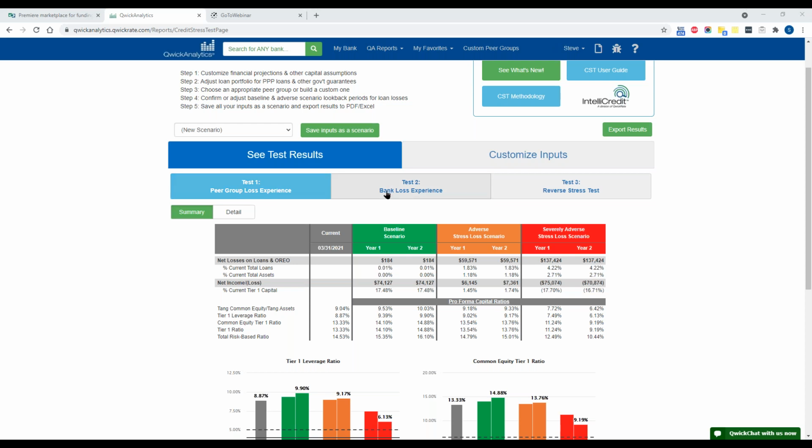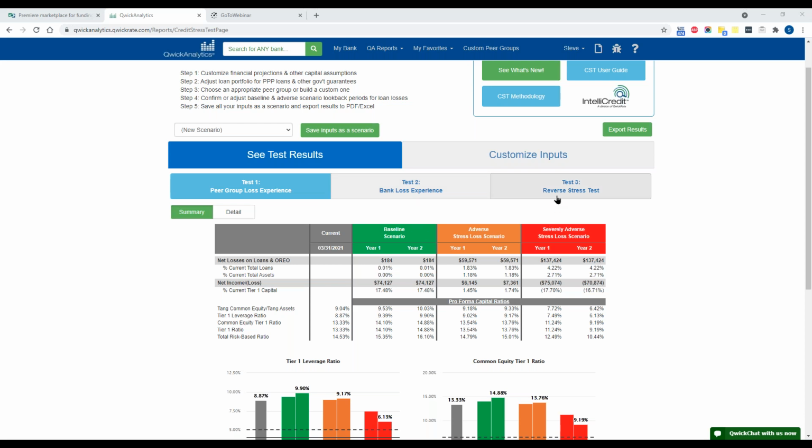Now, the second test is what we call the bank loss experience. It has all the same steps as the first test, all the same methodology. However, we forget about the peer experience and we look at your experience. How did you fare, not only during a recent healthy environment, but also during the last credit cycle? And in a worst case scenario, how bad have you ever fared from a loss perspective in each category or segment of loans? And then we're trying to answer a similar question. If we were to perform going forward like we did in these different environments in the past, what would be the impact on our earnings and our capital?